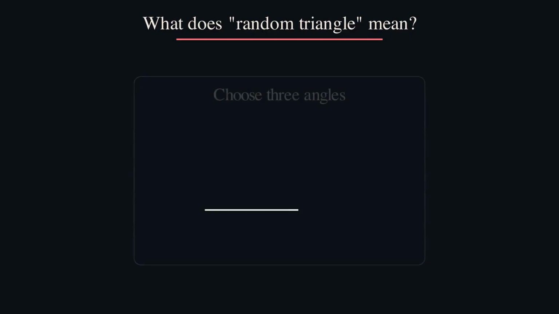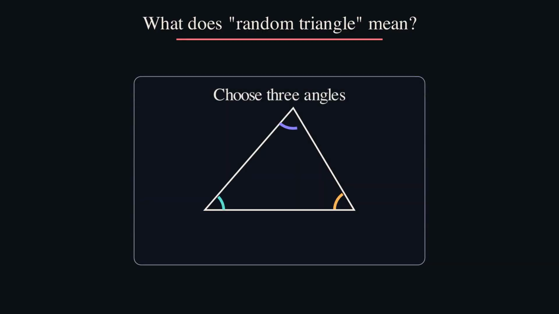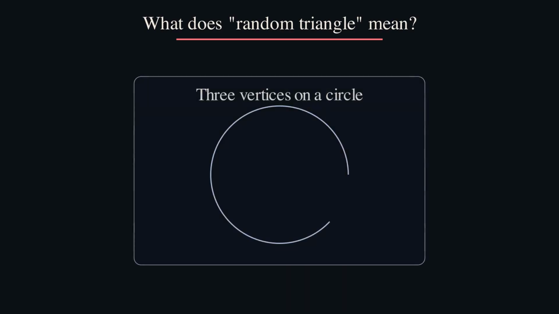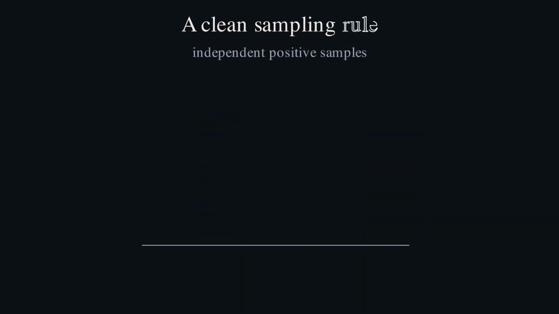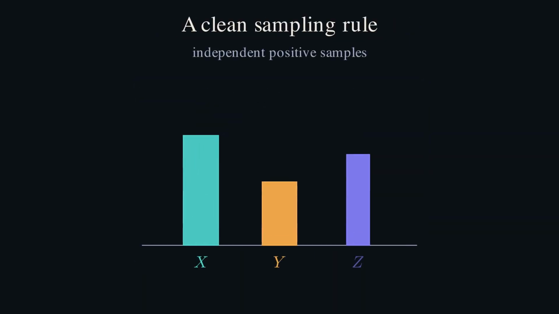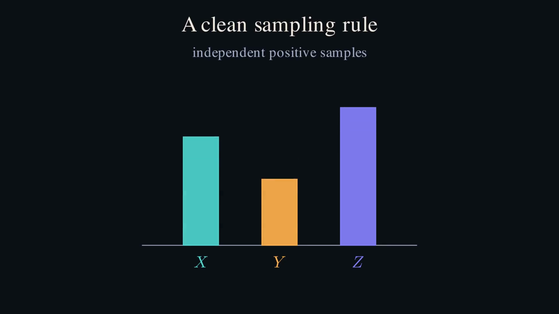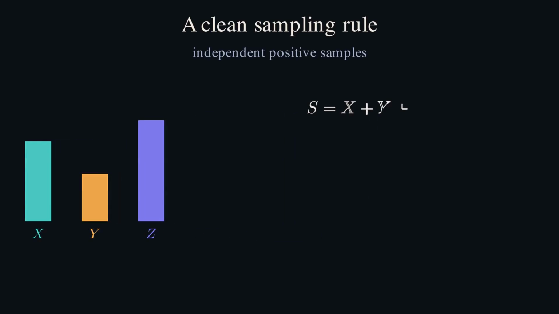For this experiment, we will use a rule that is unusually clean. Choose 3 independent positive numbers from an exponential distribution. Call them x, y, and z. Then divide each one by their sum. Now a, b, and c add to 1, so they describe side lengths as fractions of the perimeter. The useful miracle is that the normalized point lands uniformly on the entire simplex, the filled triangle of all positive triples satisfying a plus b plus c equals 1. Every equal area patch is equally likely.